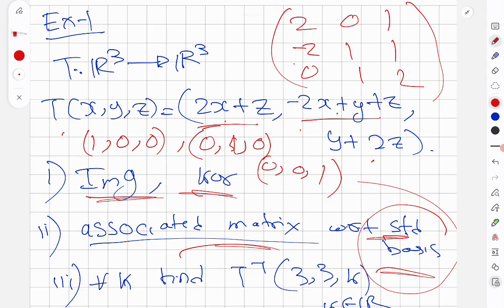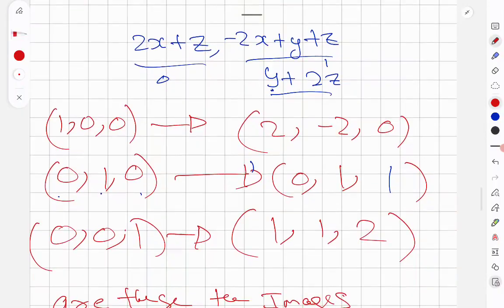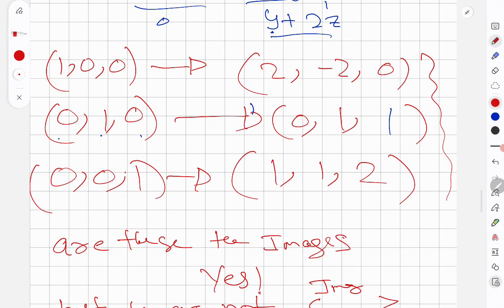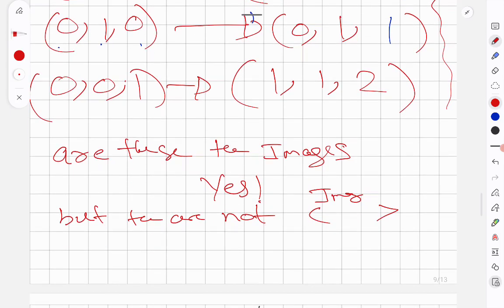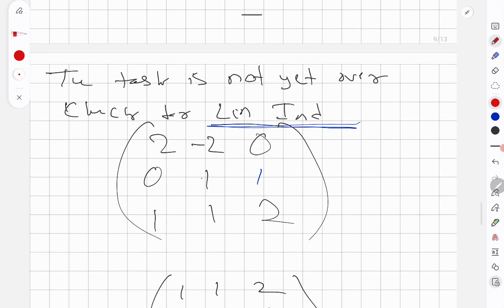Where's the image? These are the images, the generators of the images. Don't think about rows or columns. These are simple images. But you cannot directly say that these are the final images, because you have to check whether they are a basis or not. For a basis, they must be linearly independent.